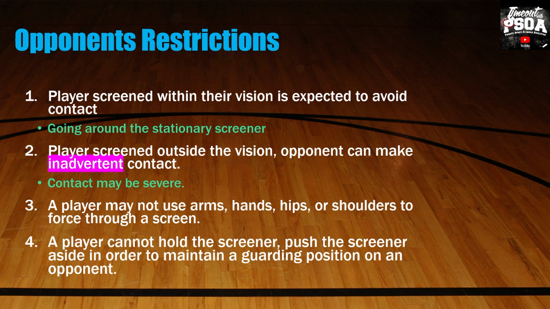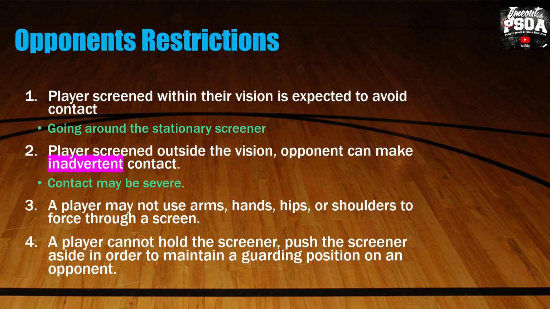Inadvertent is incidental contact. The person getting screened was given time and distance. They had no communication from their teammate, and they are just running in the path of the person they're guarding, and they make severe contact with a legal screener. They didn't extend their arm. They didn't lower their shoulder. It is a normal defensive movement, like they were going to continue guarding the dribbler. Even though severe, this inadvertent contact is legal, right?